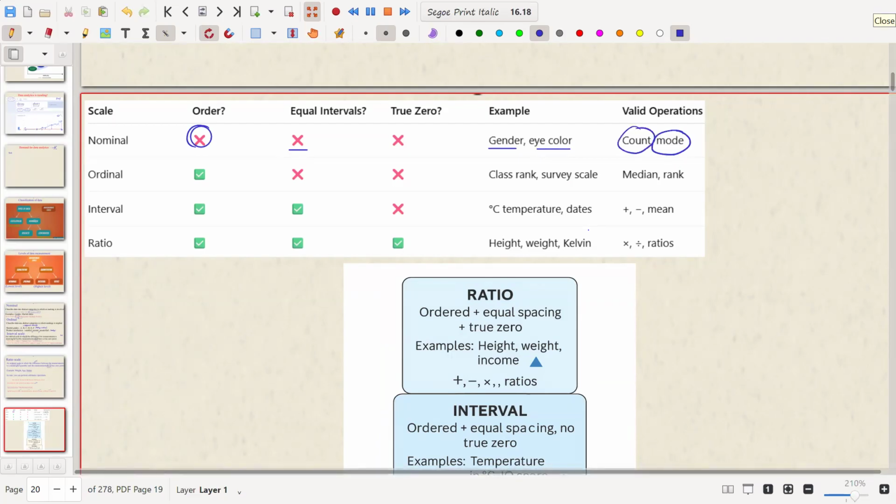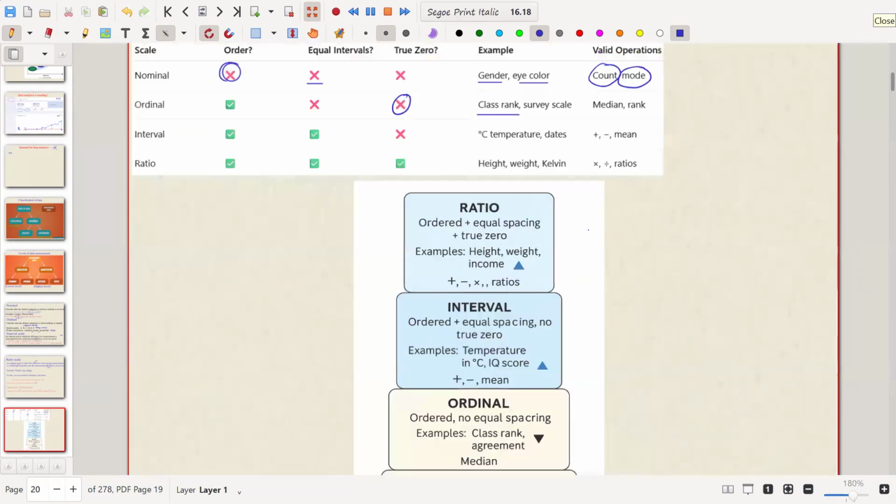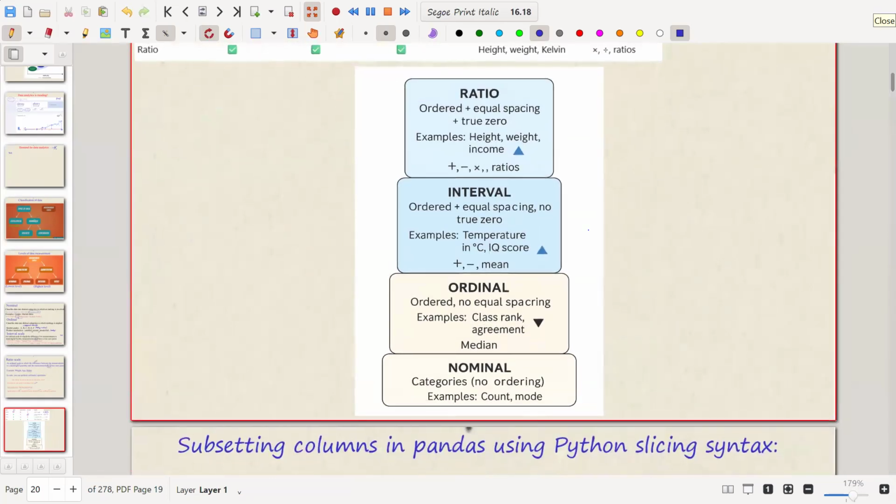Whereas ordinal data doesn't have a true zero. Class rank, for example, has a ranking among the items, so you can rank them and take a median. How many in the class scored A grades? What maximum grade is scored in the class? Maybe A plus. So this is the level, and you can see the highest level of data is the ratio data.